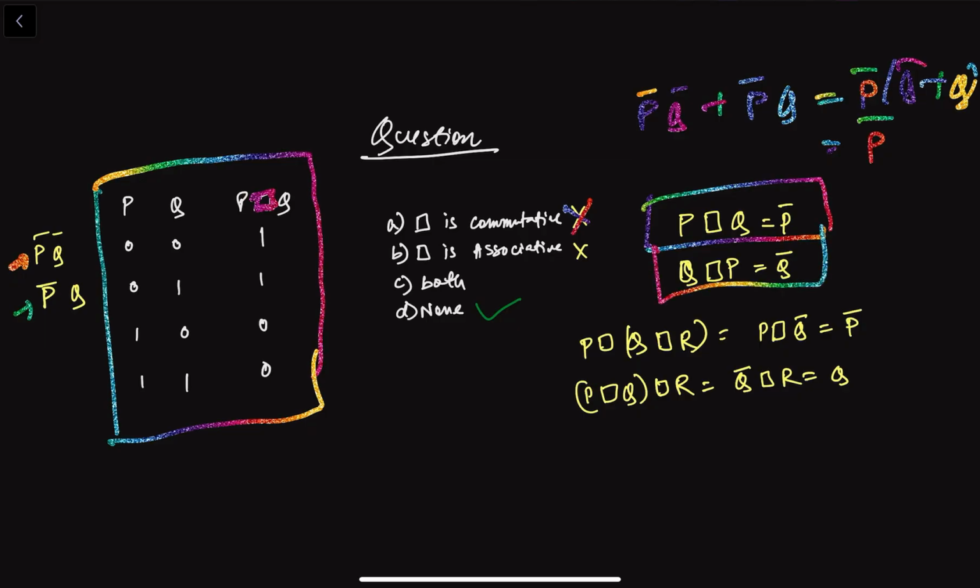Then let's check whether it's associative or not. We can write it like this, and simplifying, we get P complement. Similarly, again we write it like this, and upon simplifying we get Q. So these two are definitely not the same, so this is also not associative, so the answer is none.